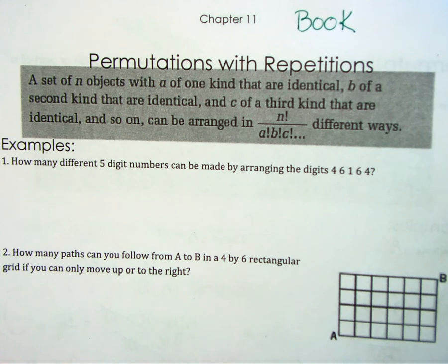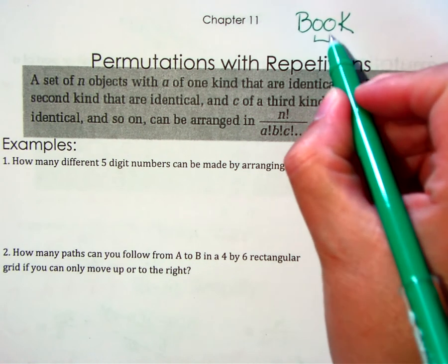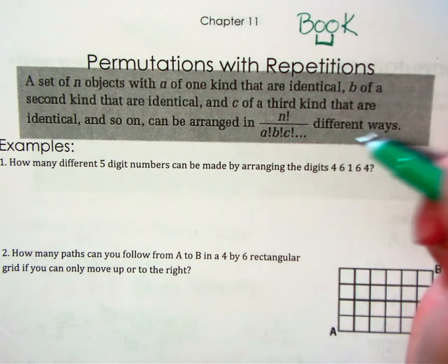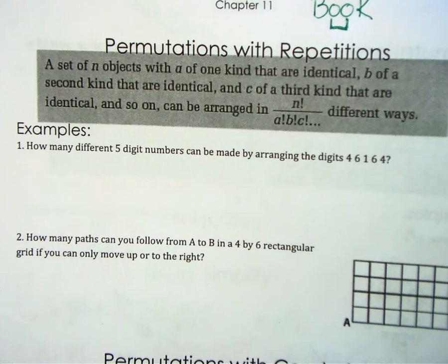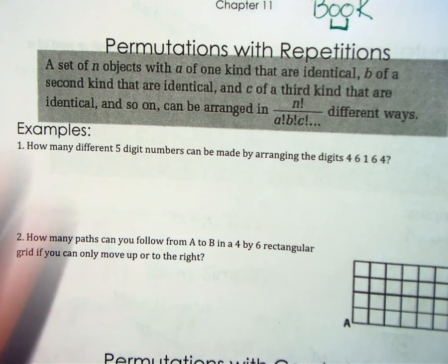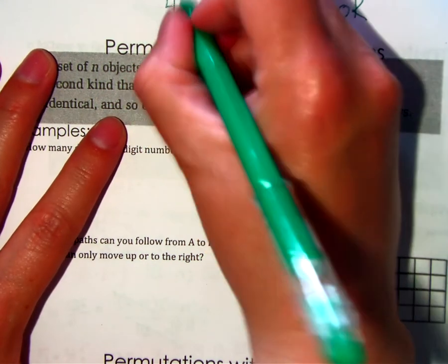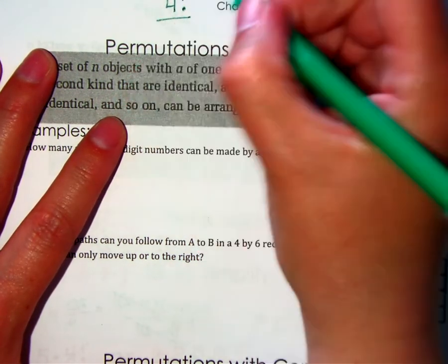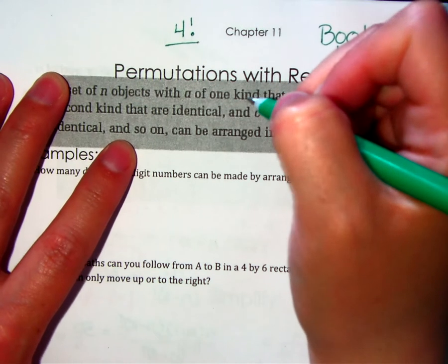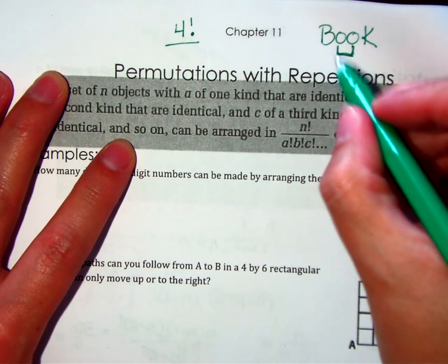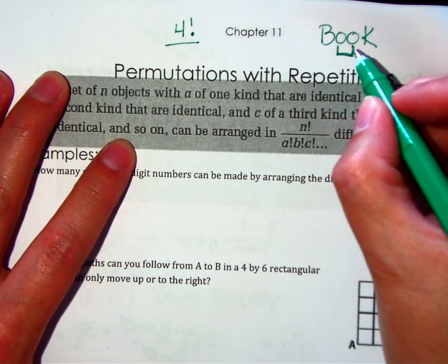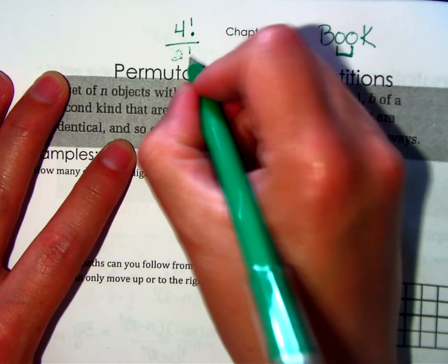So here's the thing. We have repeating letters. So normally it's 4 factorial, right? 4 letters, 4 factorial. But we have repetitions in this one. So it's going to be your total number divided by one set. And how many do I have in that set? 2 factorial.